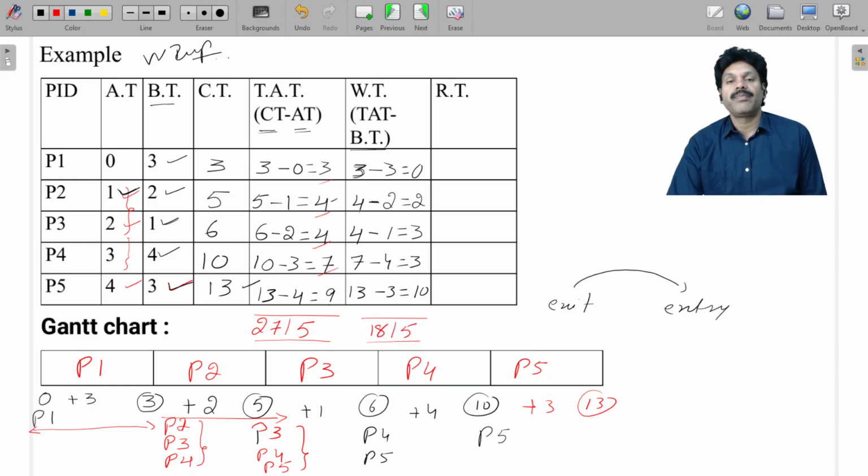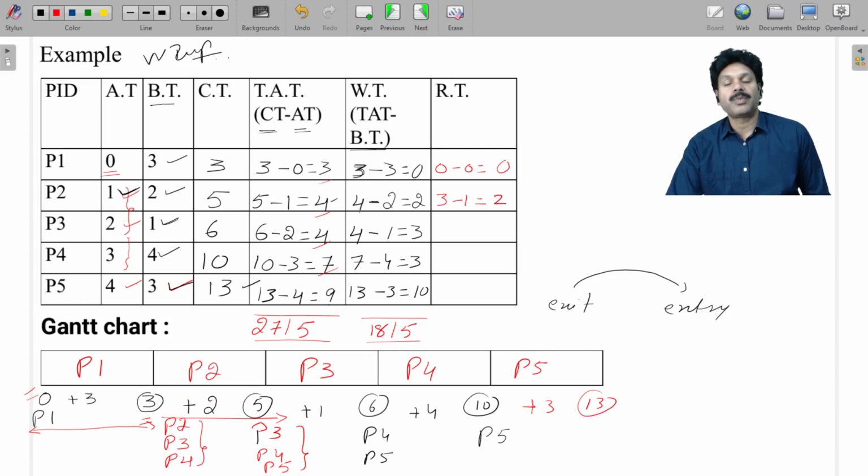Response time. What is the response time? When you arrive, until the CPU first picks you. So the time the CPU picks you minus your arrival time is your response time. You observe here, P1 has arrived at 0 and the CPU also picked it at 0. Response time is 0. Next, process P2 has arrived at 1, but P2 is handled at 3. Therefore, 3 minus 1.